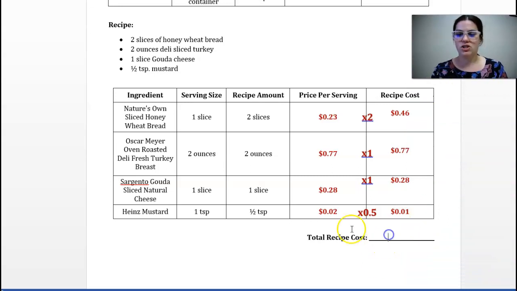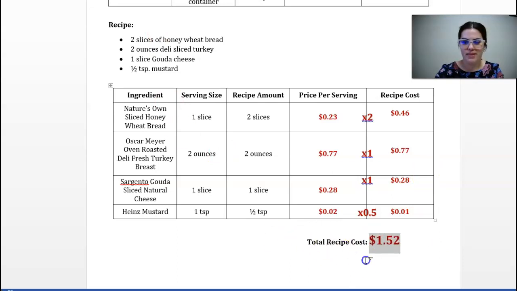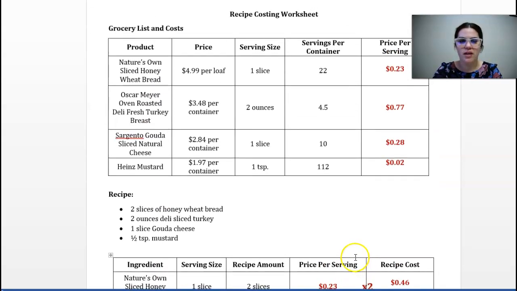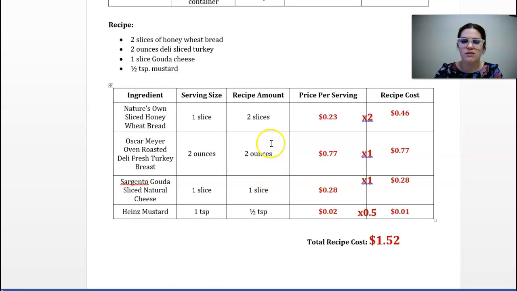Okay, so that means our total recipe cost is 46 cents plus 77 cents plus 28 cents plus 1 cent, which is $1.52. It's important to note that this is for 1 serving. This whole recipe makes 1 sandwich, and if 1 person is going to eat this sandwich, that means this whole recipe makes 1 serving.